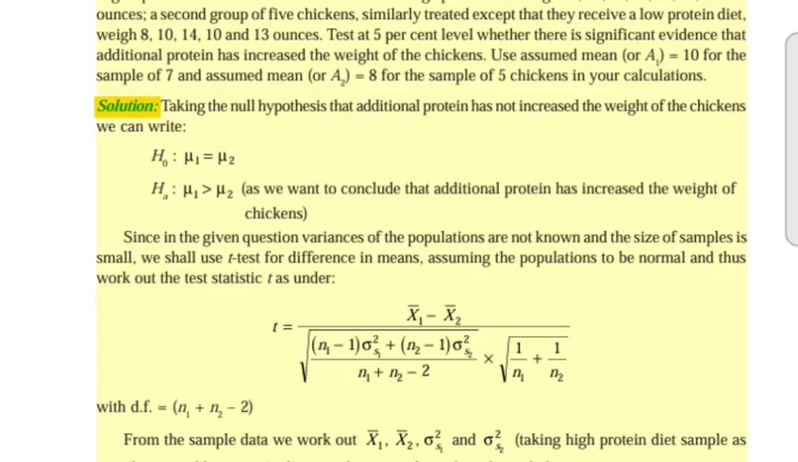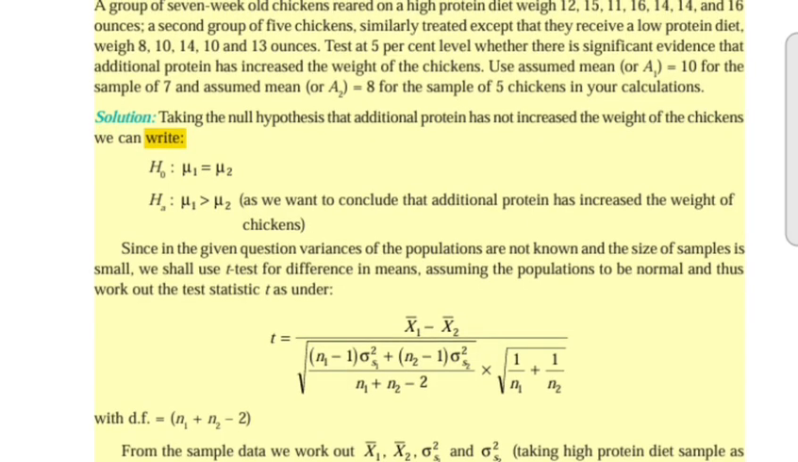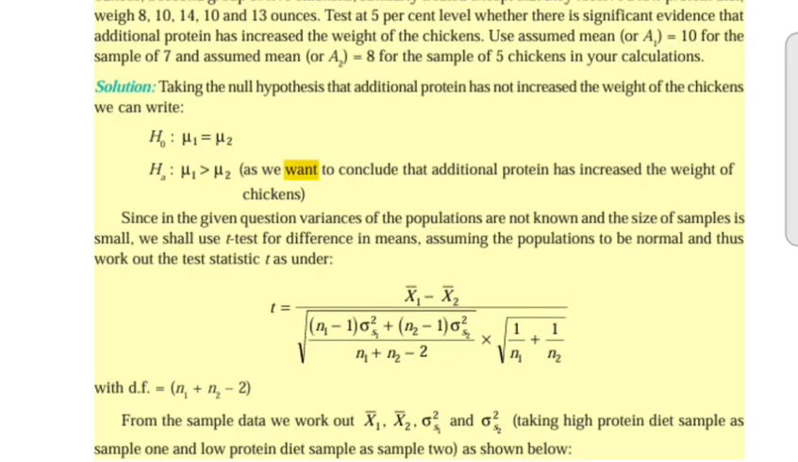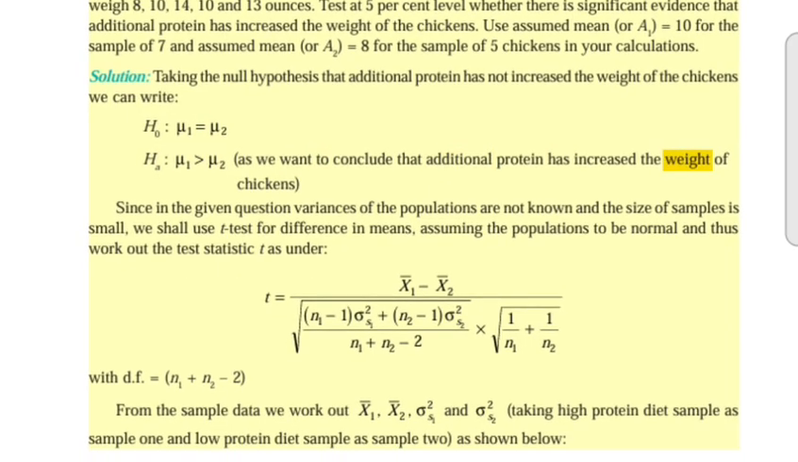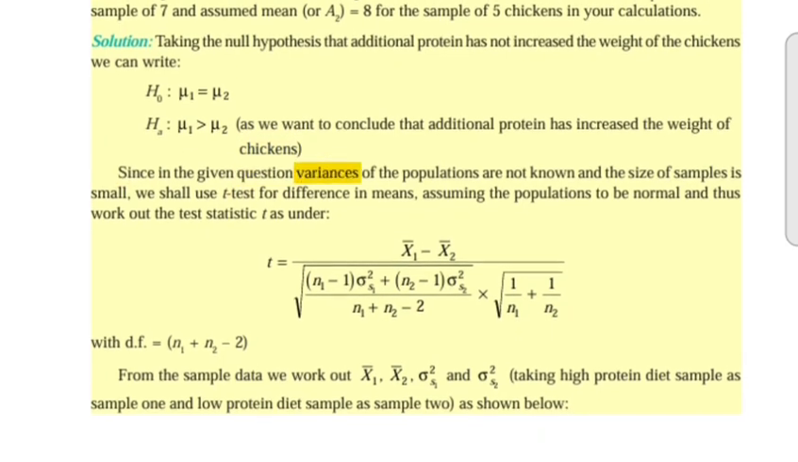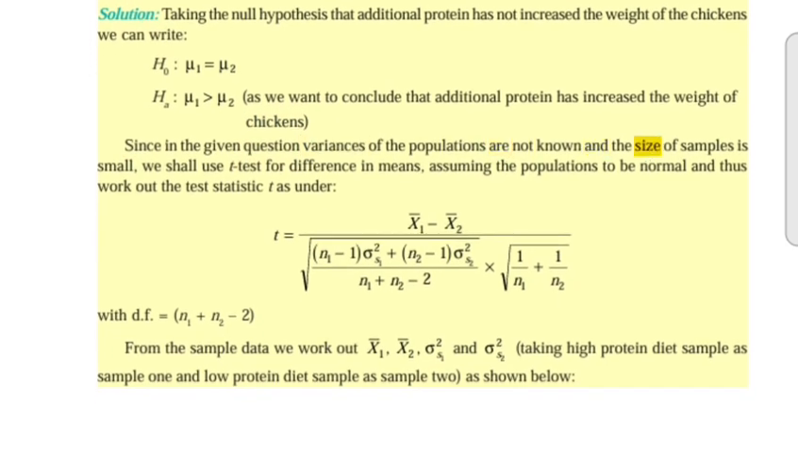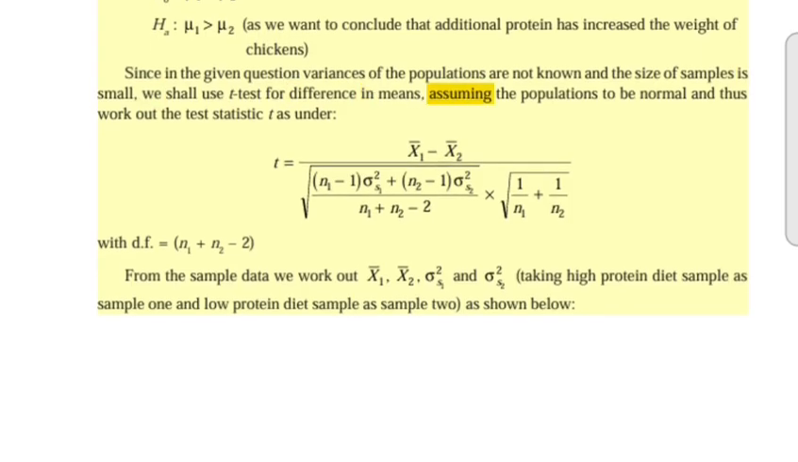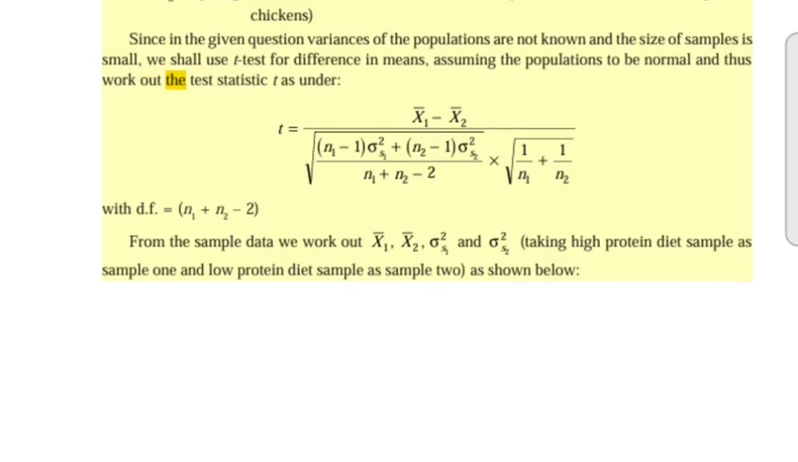Solution. Taking the null hypothesis that additional protein has not increased the weight of the chickens, we can write H0: mu1 = mu2, Ha: mu1 greater than mu2, as we want to conclude that additional protein has increased the weight of chickens. Since in the given question variances of the populations are not known and the size of samples is small, we shall use t-test for difference in means, assuming the populations to be normal, and thus work out the test statistic t as under.